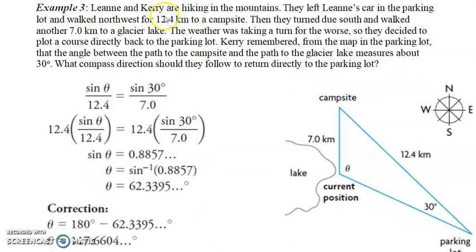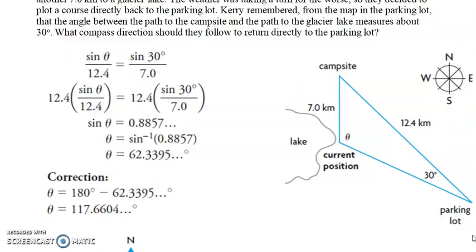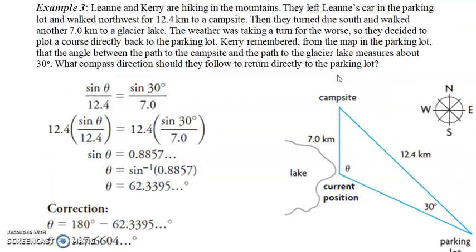Next, we have example 3. It says Leanne and Carrie are hiking in the mountains. They left Leanne's car in the parking lot and walked northwest. So there's the parking lot. They went northwest for 12.4 kilometers. Then they turned due south and walked another 7 kilometers. So due south means directly go vertically down here, right? The weather was taking a turn for the worse, so they decided to plot a course directly back to the parking lot.